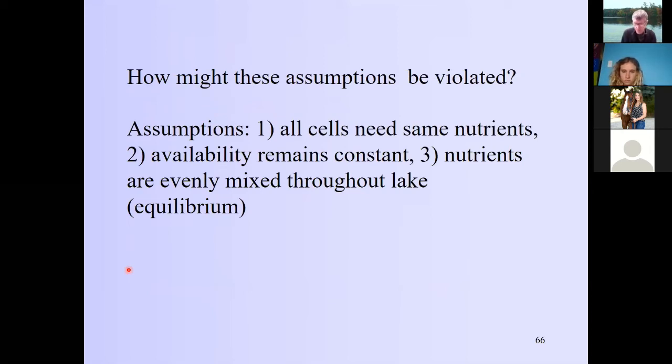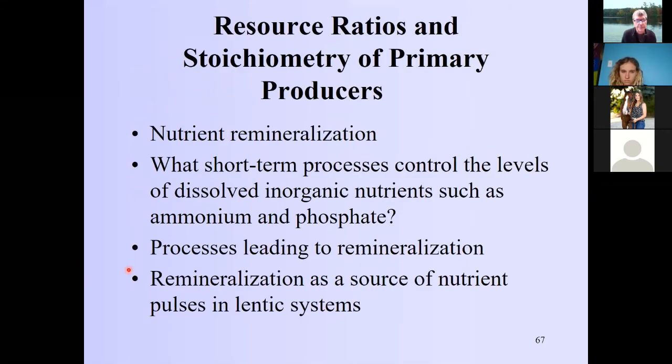Okay, and we've gone through a violation of these assumptions. And now we're going to move more into stoichiometry of primary producers and talk about remineralization, short-term processes controlling nutrient concentrations, so a dynamic view of nutrient limitation, of nutrient availability. And then talk about processes leading to remineralization and pulses of nutrients. So we're going to get more into this availability question.